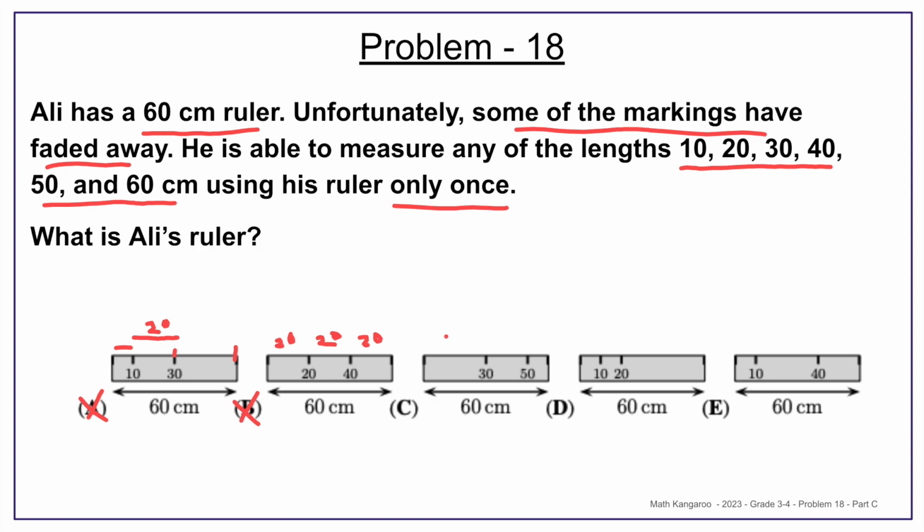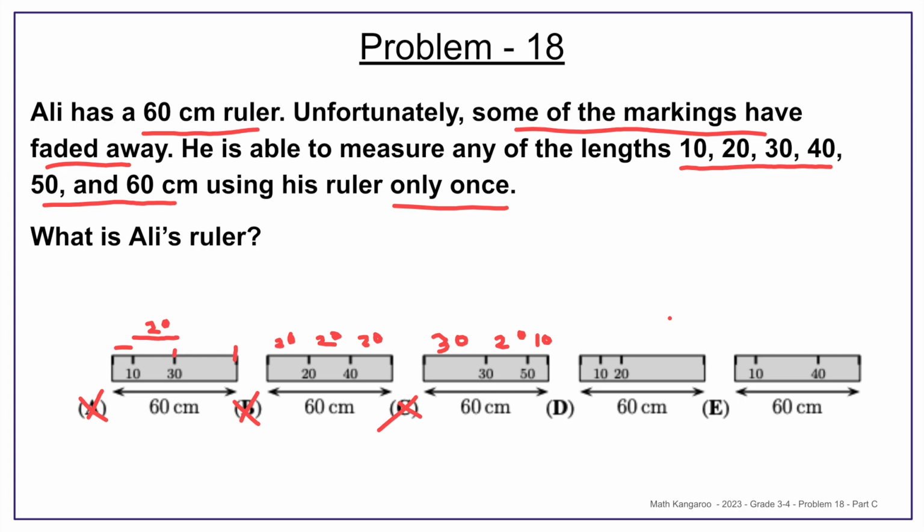Now let us consider option C. Can we measure 10 in here? We have a difference of 20 and 10. And here we have 0 to 30 is 30. So we can measure 10, 20, 30, 60. We cannot measure 40, but we can measure 15 here. So this is not our option because we need to measure everything in one ruler.